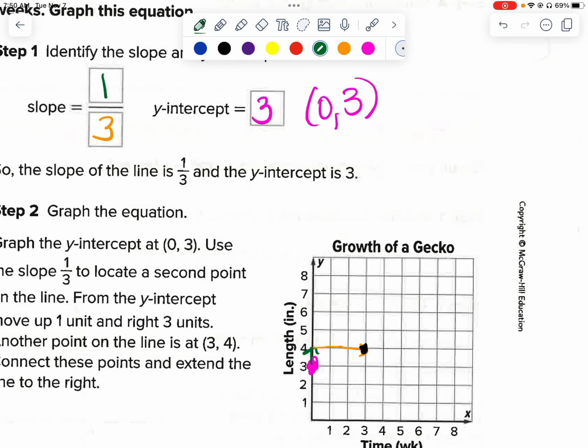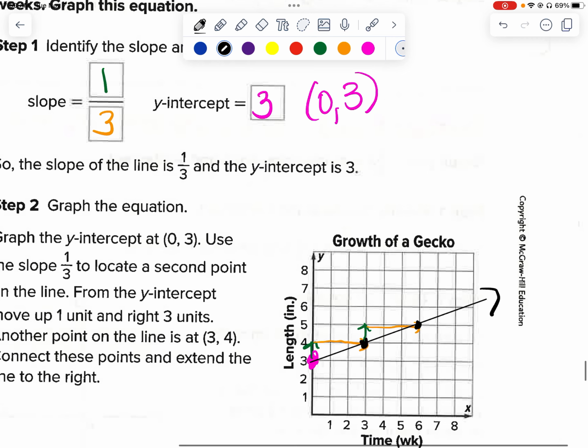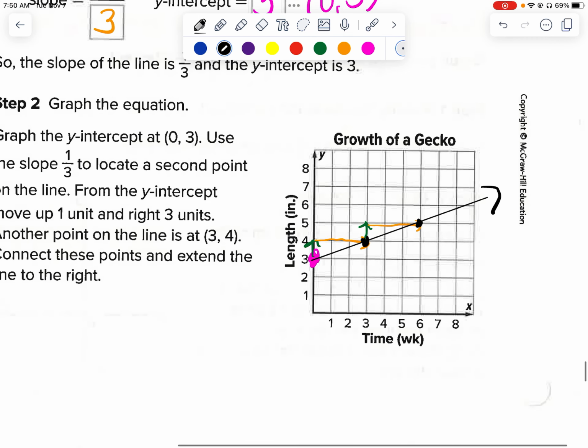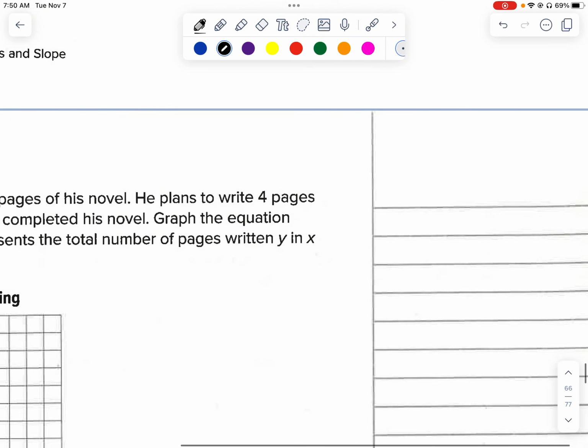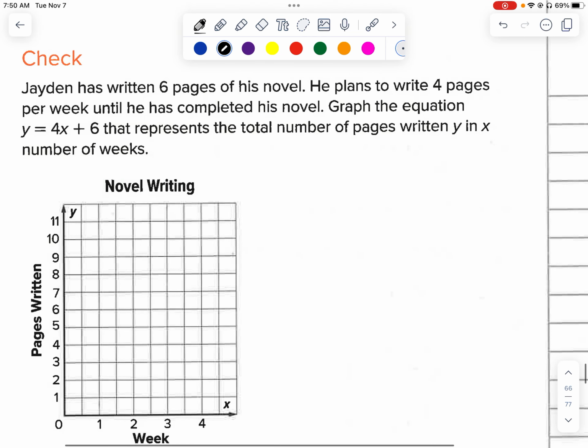I like to go up 1 again and to the right 3 again, just so that I can make sure that I actually have a nice line. There we go. Now, if you notice, I didn't put an arrow on the left-hand side. That's because you cannot have negative length, nor can you have negative time.